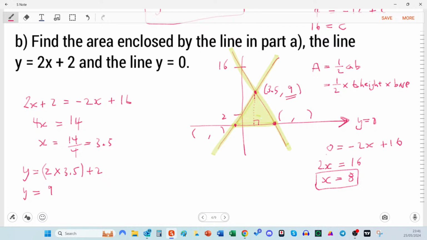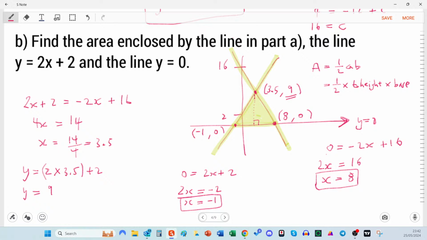X equals 8. We don't need to go much further. We don't need to know what the y is, but we know it's 0. Let's do it for the other one. 0 equals 2x plus 2. We're going to take away 2 from both sides. X equals minus 1.